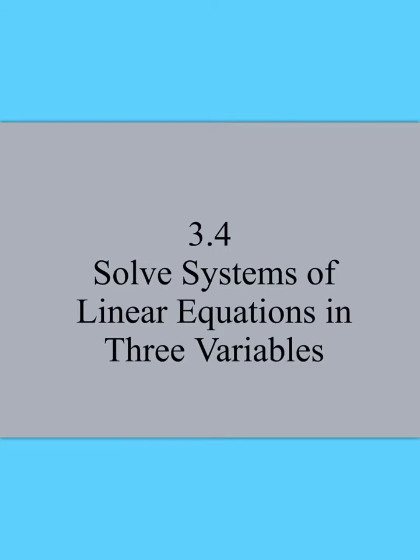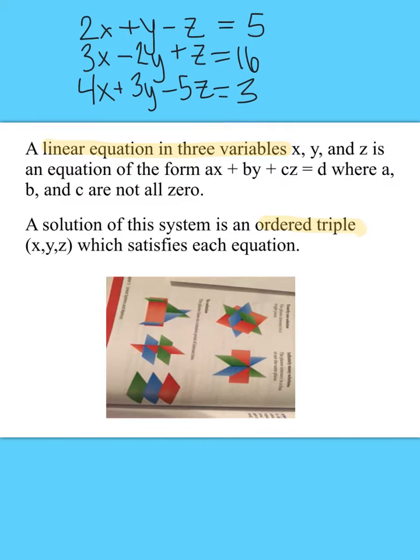Welcome to 3.4. We're going to be solving systems of three linear equations in three variables. So when I say three variables, I mean x, y, and z, and the coefficients of x, y, and z cannot be zero. So a system of three linear equations is what I have written above. Most of your examples will look like this one.